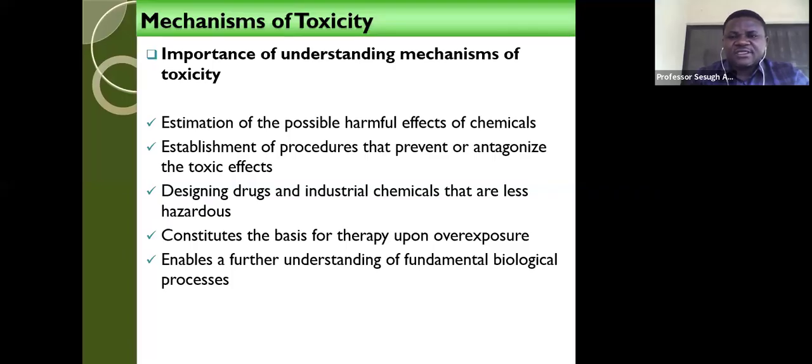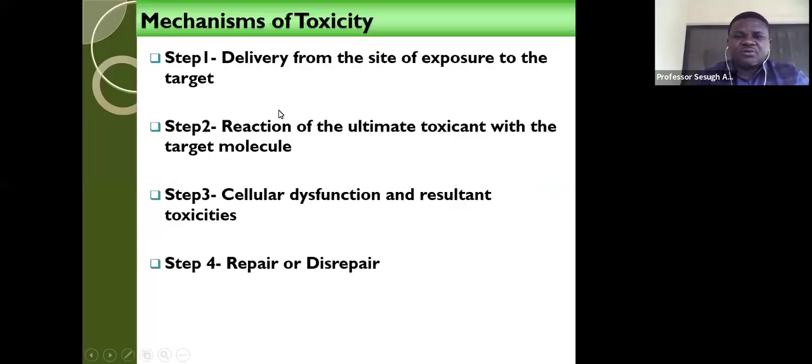When we understand the mechanisms, it also serves as the basis for therapy upon overexposure. It enables further understanding of some of the biological processes that are involved. So that is just to refresh us. And we said that these mechanisms are in 4 steps.